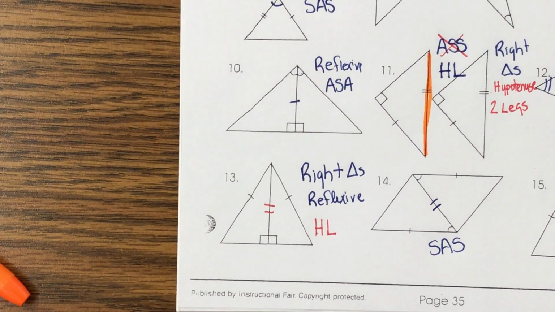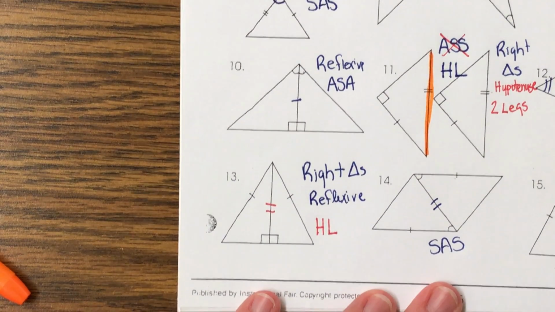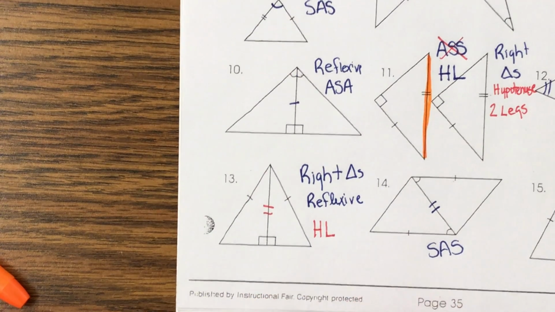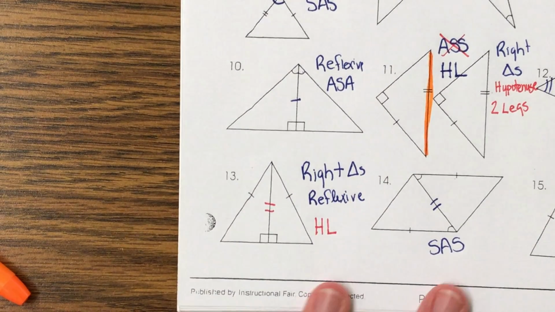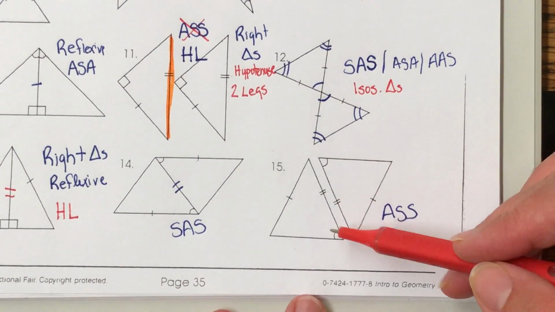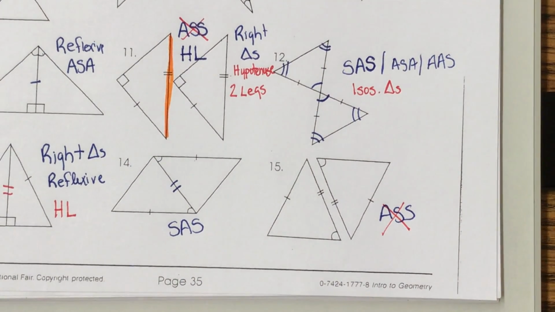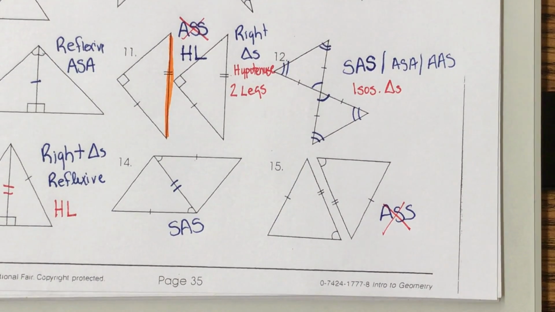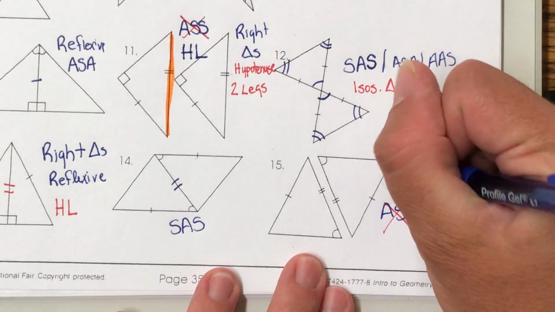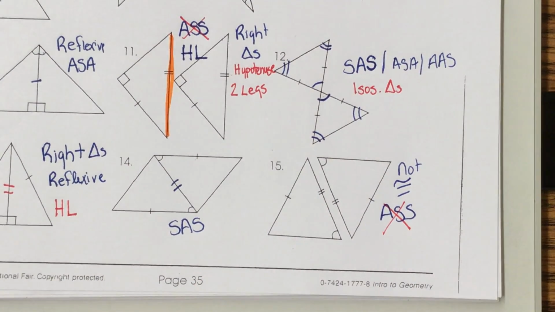And then in number 15, I have angle, side, side. We are not allowed to have that. And we don't have right triangles. So because we don't have right triangles, and we have angle, side, side, these two triangles are not congruent. So I hope this has been helpful.